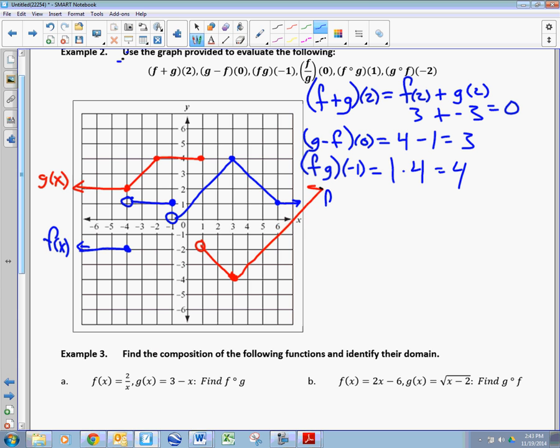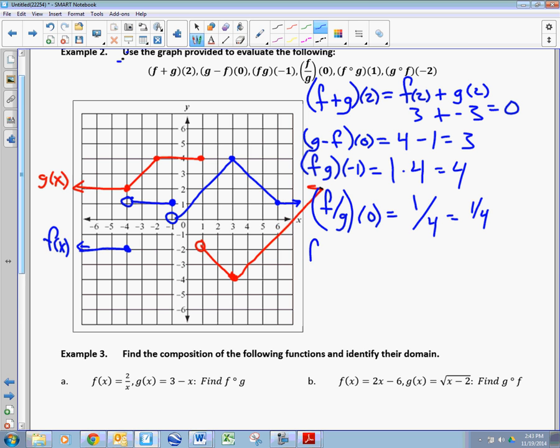Now I do f divided by g of 0. What's f of 0? 1. What is g of 0? 4. 1 divided by 4 is a fourth.